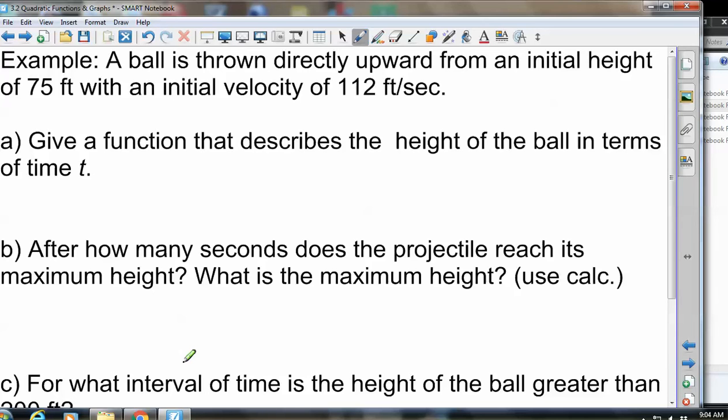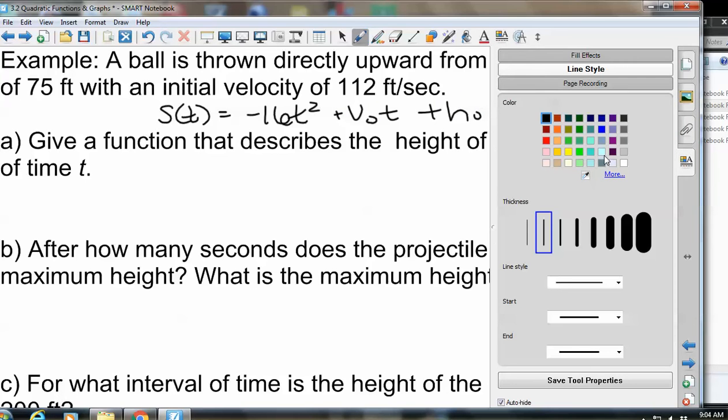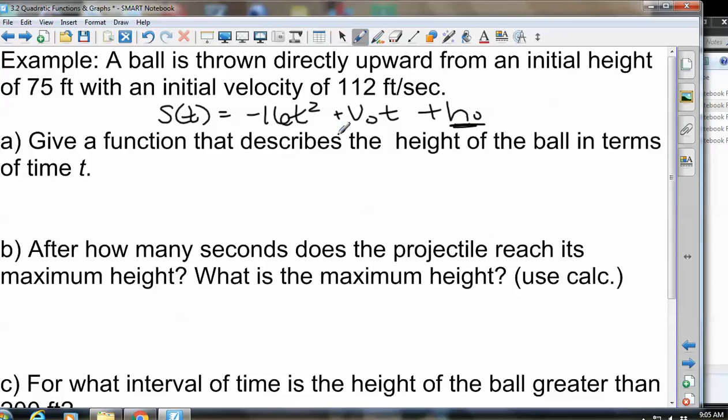A ball is thrown directly upward from an initial height of 75 feet with an initial velocity of 112 feet per second. Part A, give a function that describes the height of the ball in terms of time t. So this is vertical motion, so we are going to use that equation that I just gave you. The version I gave you, I said S of t equals negative 16t squared plus v sub 0 t plus h sub 0.